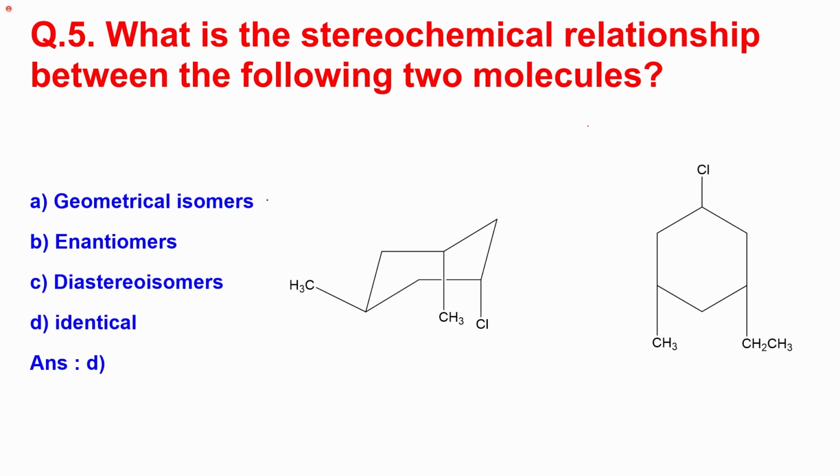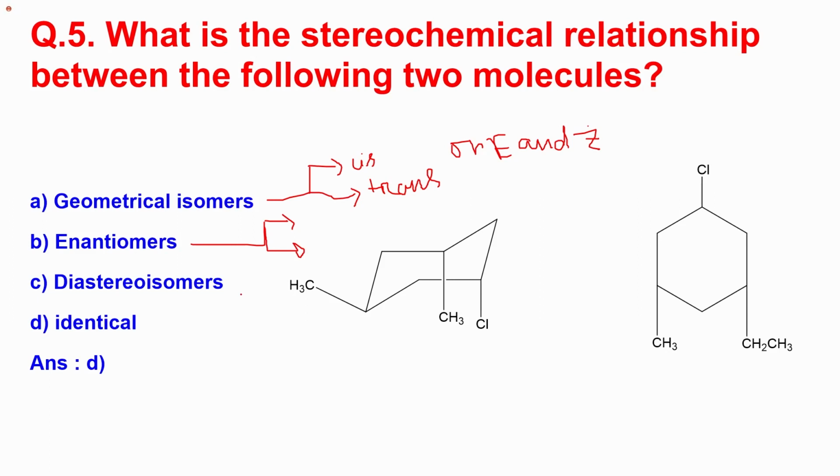Geometrical isomers, in general, how many are possible? So cis and trans, or E and Z. And enantiomers: you know that two stereoisomers should be non-superimposable to each other. So they are also not like this kind. The enantiomer is also not possible.